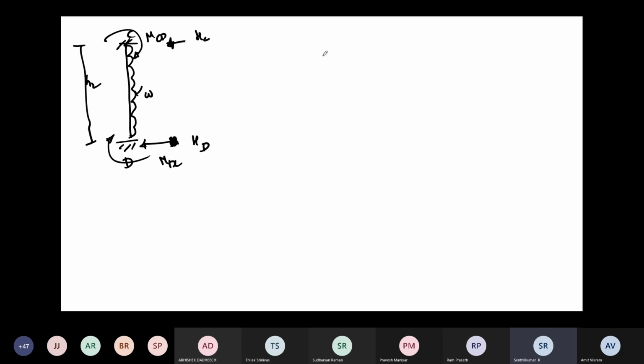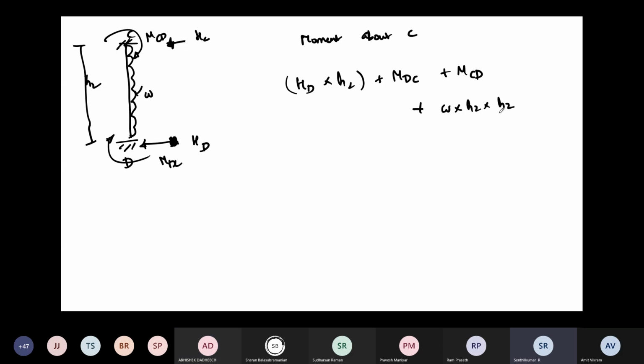So clockwise direction, you can take moment about C. HD into H2, clockwise, plus MDC plus MCD, then minus or plus? This is W. Plus, sir, plus clockwise. W H2 multiplied by H2 by 2, which is equal to 0. So everything is in the clockwise direction.